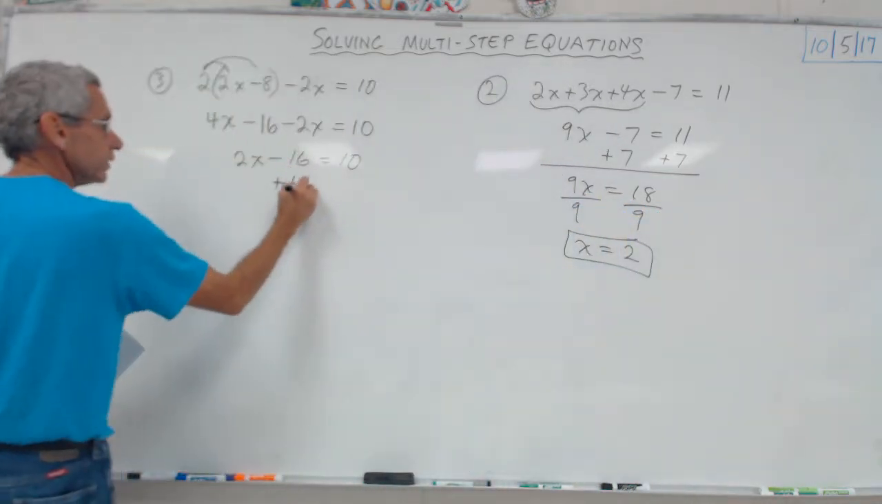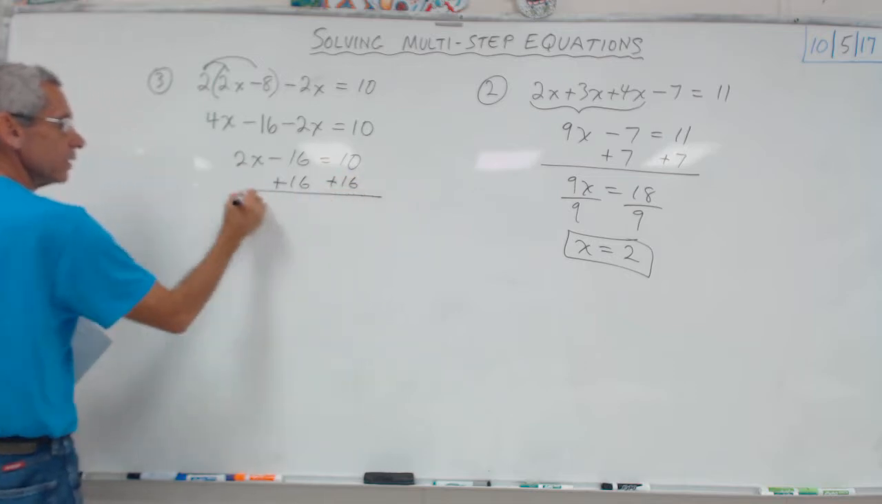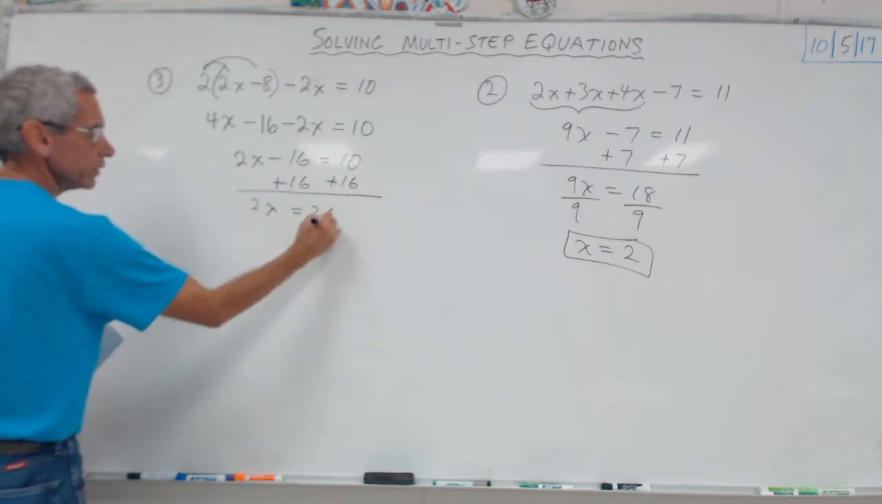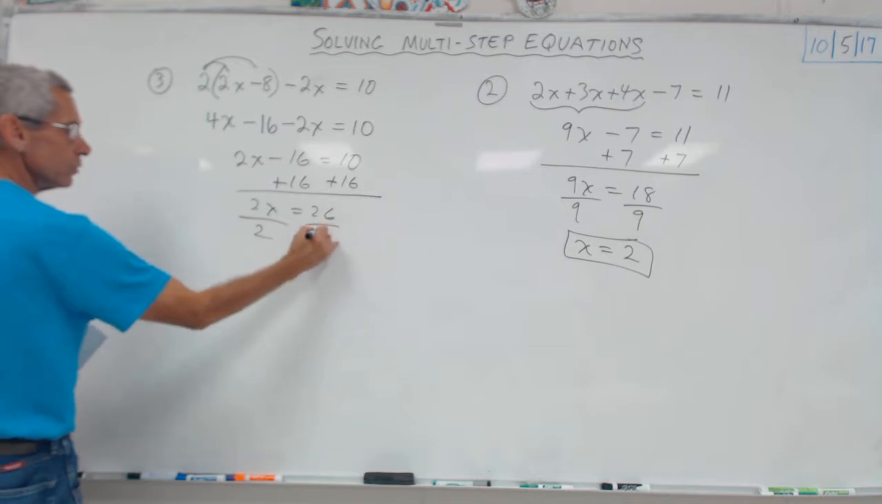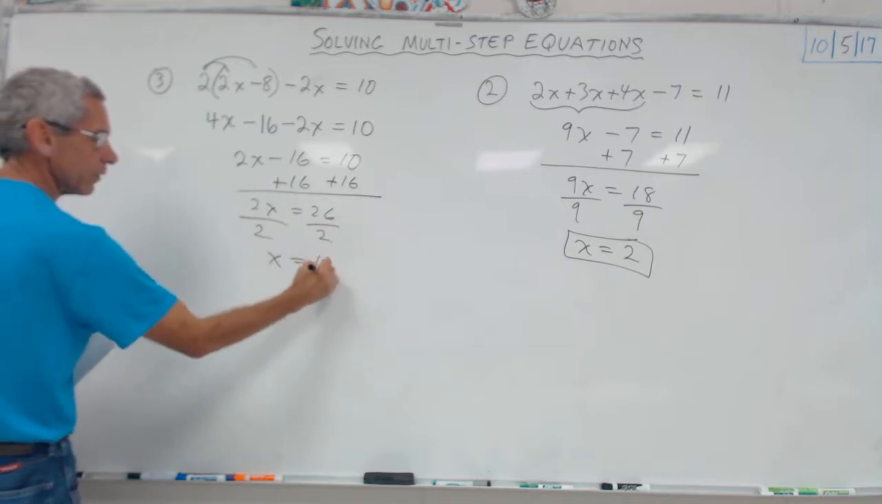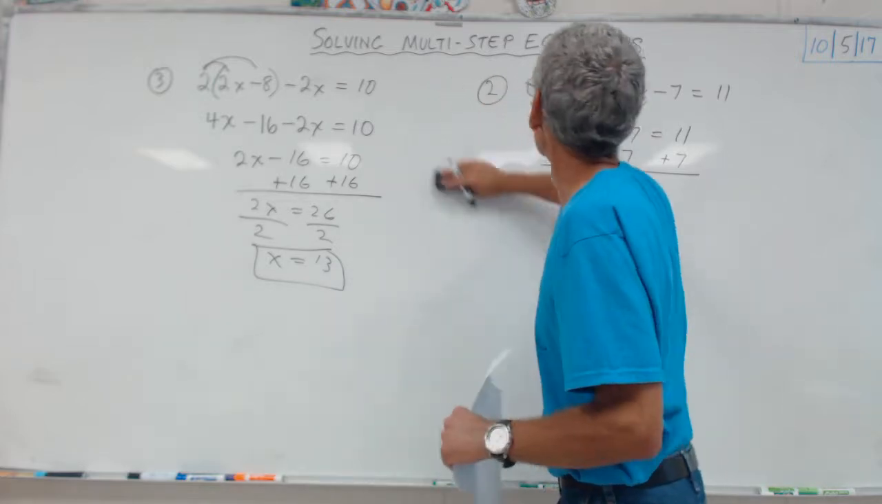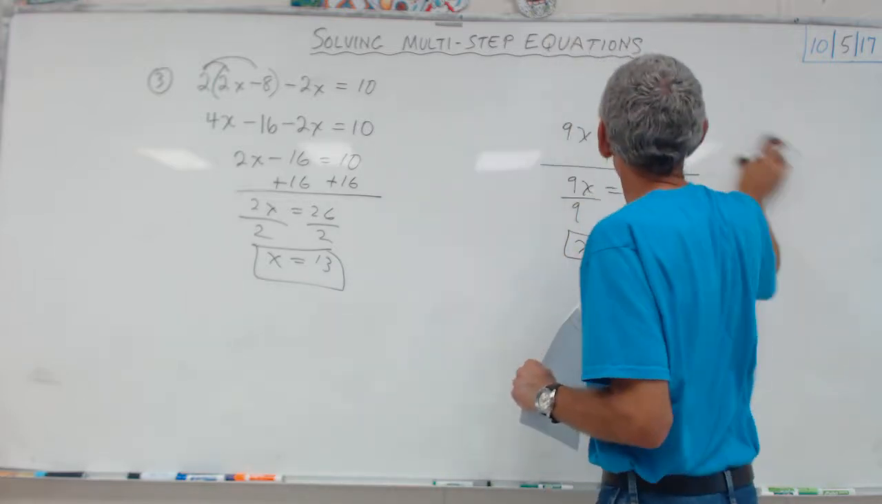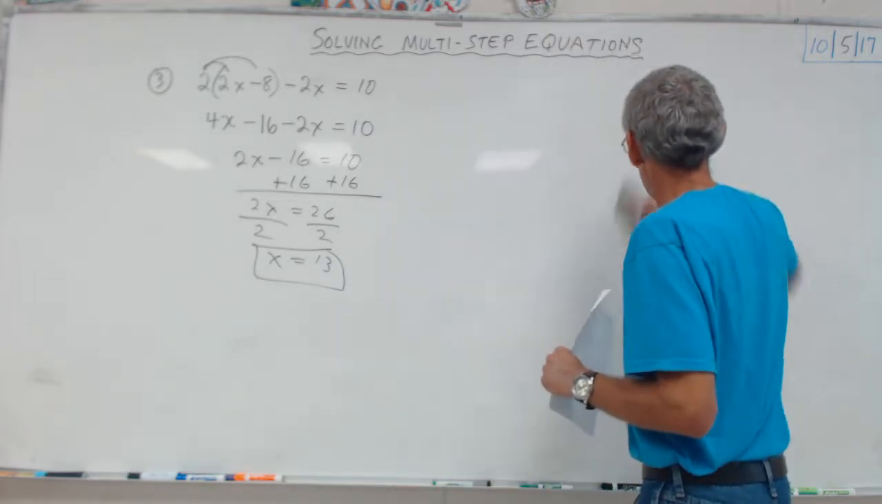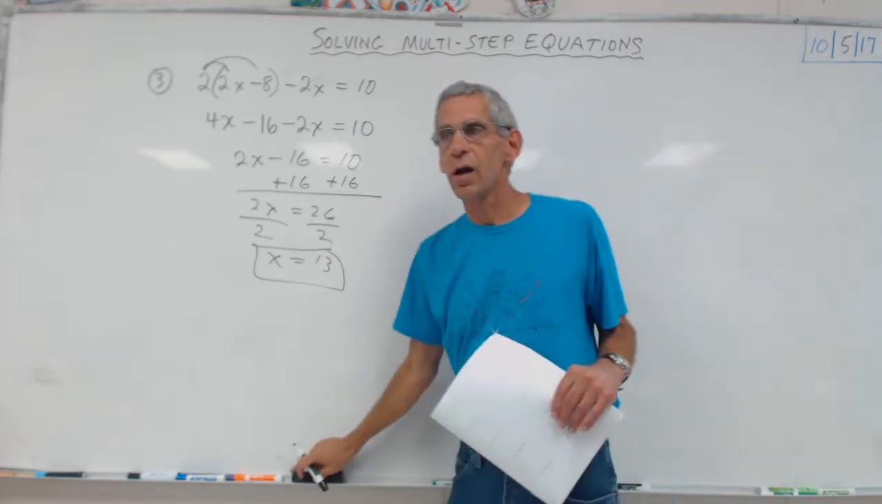Now it's easy. So I'm going to add 16, 2x is equal to 26. I'm going to divide by 2, x is equal to 13. Pretty straightforward. Okay, that's 3. Now we're going to go to 4, a little bit harder.